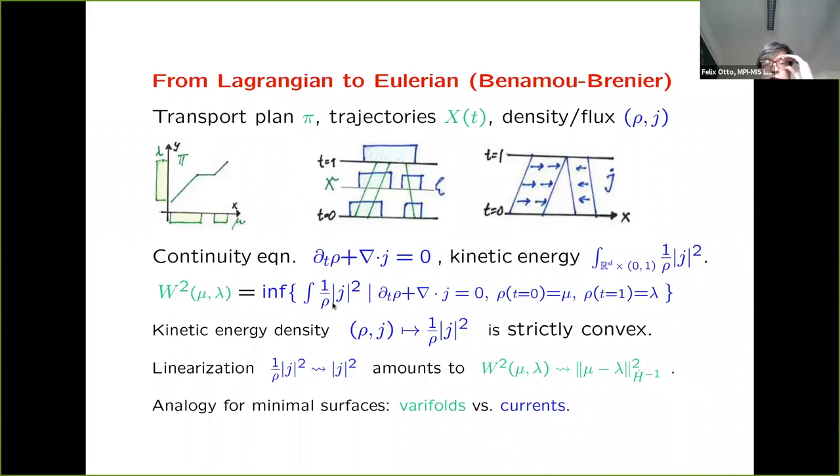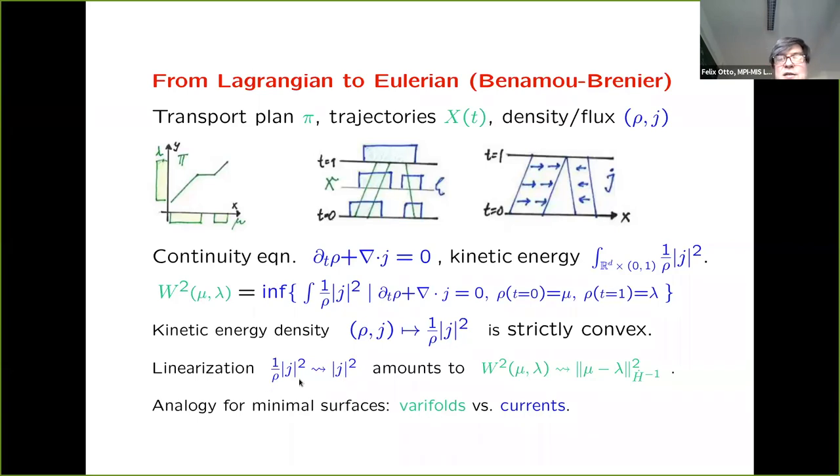So what's the advantage here? One thing you see, which at least I couldn't see in the original formulation, is that now some strict convexity of the variational problem appears, because this integrand is a strictly convex function, jointly convex in rho and j. And of course, if we want to use a variational approach to regularity, it should build somehow on strict convexity.